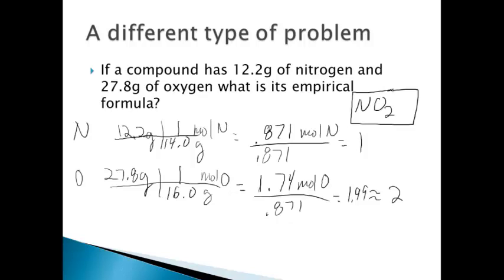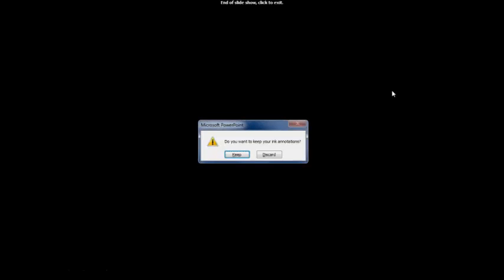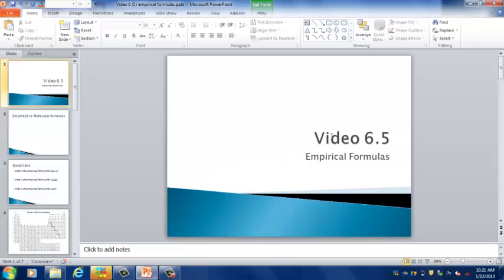And this is how you do empirical formulas. So, make sure you wrote those down, and that's how you do it. If you have questions, ask me in class. You can work on the next worksheet on empirical formulas.